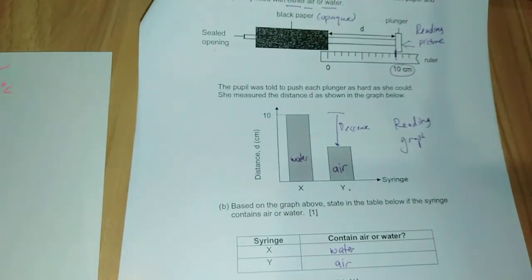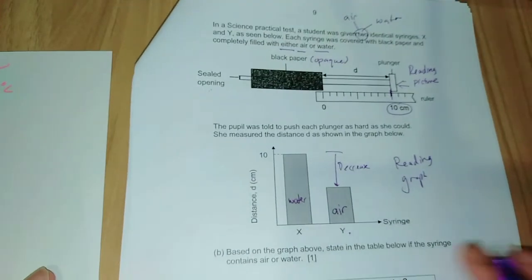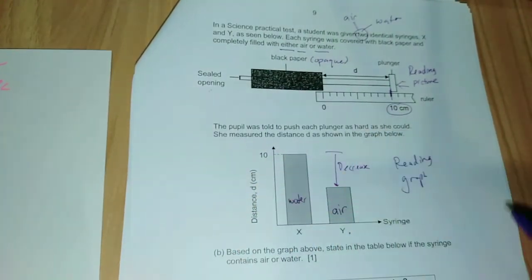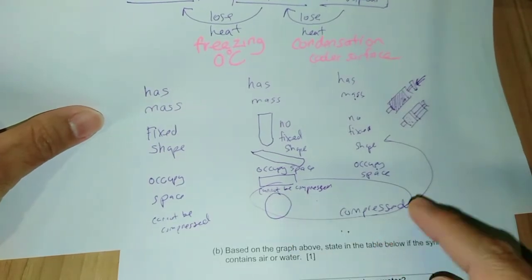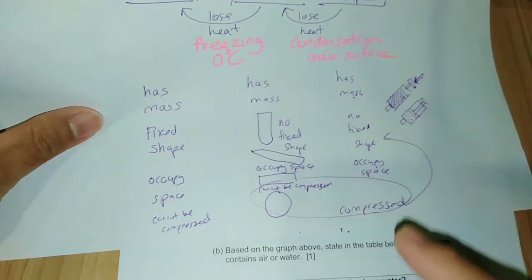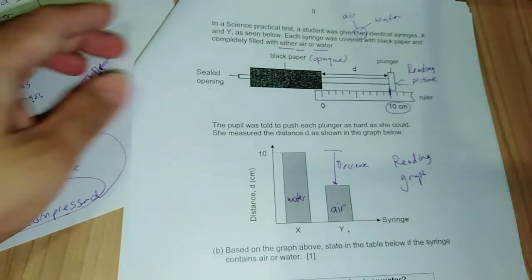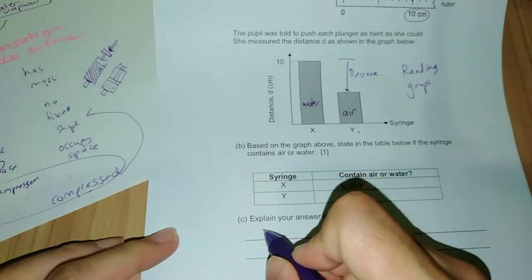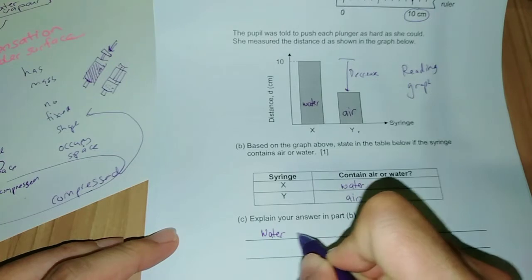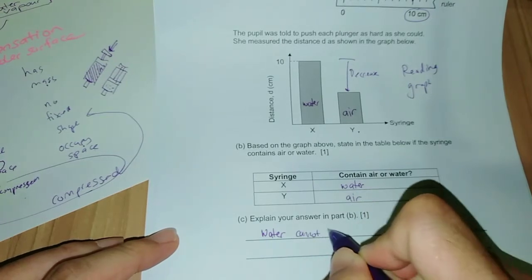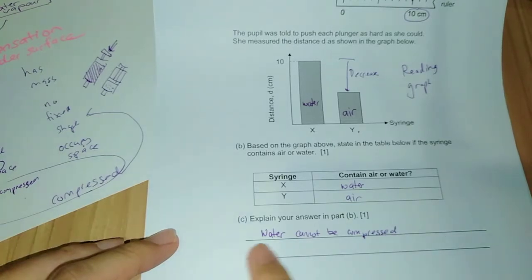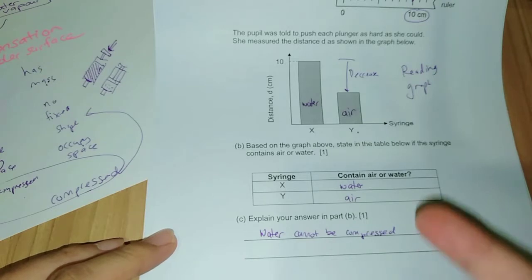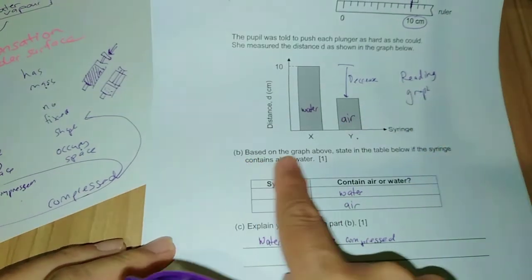So explain your answer in B. Let's go back to the concept being tested. As I mentioned, the concept being tested here is this. Liquids cannot be compressed and gas can be compressed. And this concept will be the answer. Explain your answer in part B1. So I'll explain. Water cannot be compressed. Alright? This part is the concept. And what's the evidence? I must link to the evidence inside this because it says based on the graph, right?